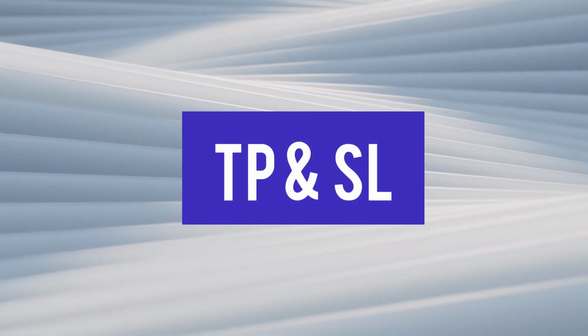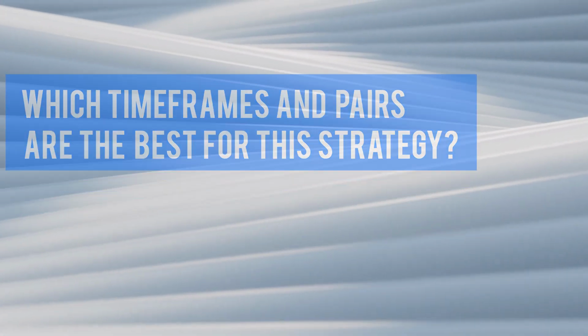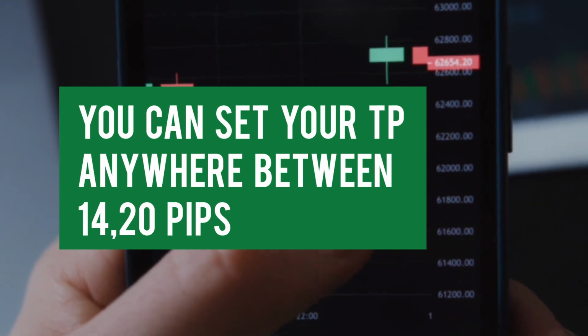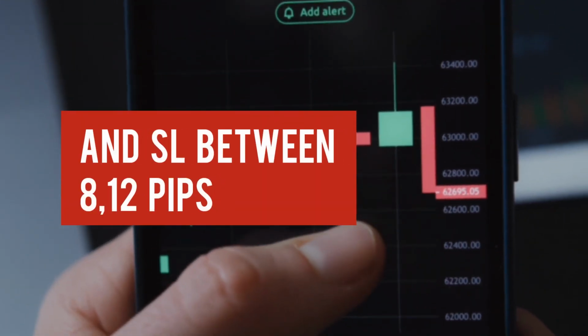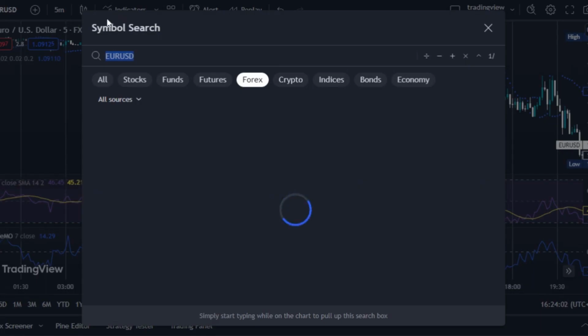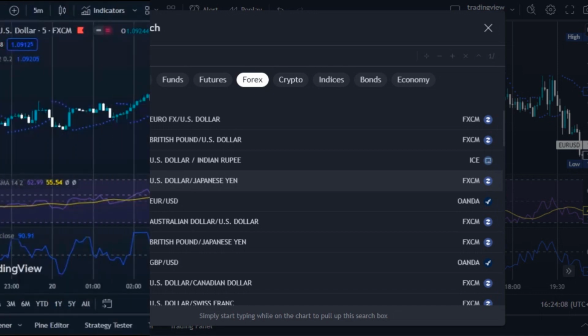Now let's talk about take profit and stop loss, and then we will also talk about which time frames and pairs are the best for this strategy. Alright, now you can set your take profit anywhere between 14 to 20 pips and stop loss between 8 to 12 pips. Now which time frame? This strategy works best in 5 minutes chart, but you can also experiment in other time frames. And this strategy works best in major currency pairs like EUR-USD, AUD-USD, GBP-USD, etc.